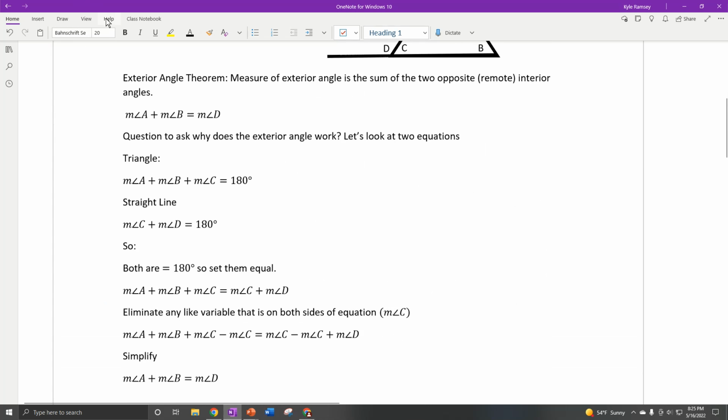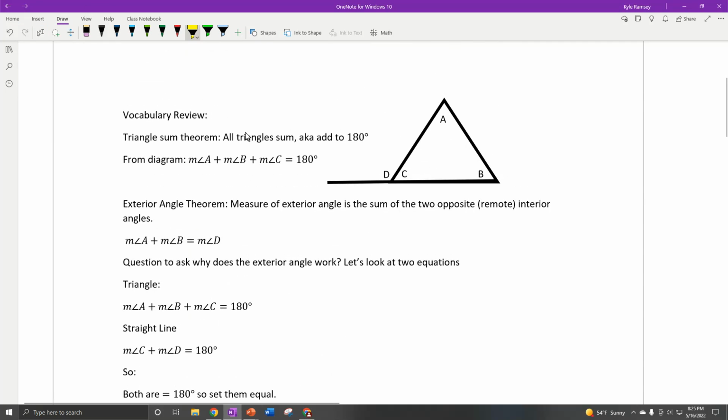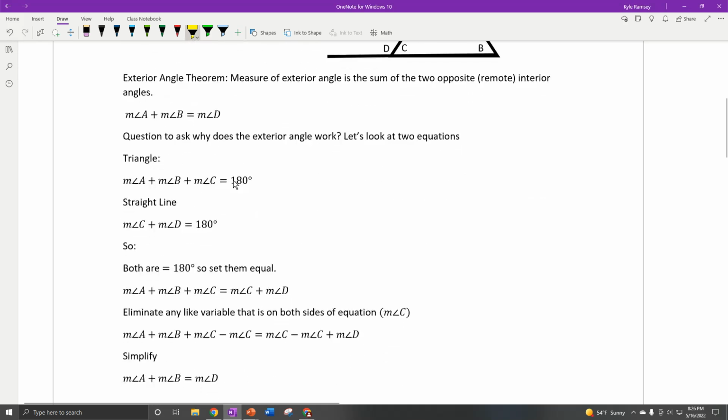So let's go ahead and read through what we have here. So exterior angle. So triangle sum theorems: all triangles sum, also known as add, to 180. For the diagram, measure of A plus measure of B plus measure of C equals 180. Measure for the exterior angle, this is something that we'll cover here in a little bit, is the sum of the two opposite, A and B, also known as remote interior angles. Measure of A plus measure of B, so you add those, and you get the measure of D.